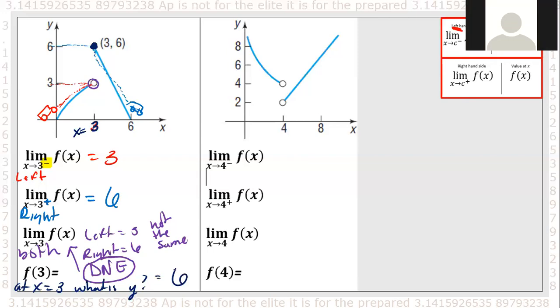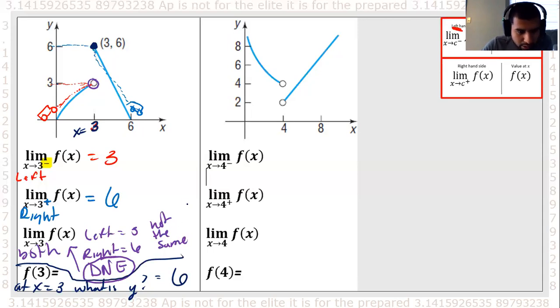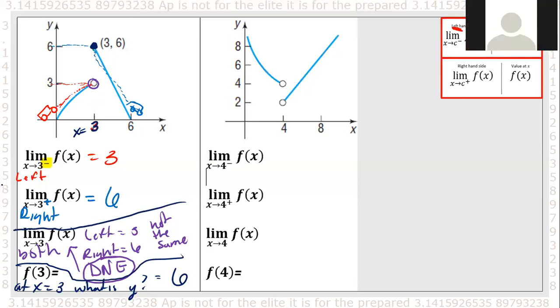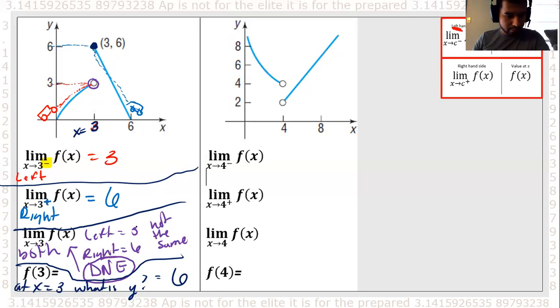For f of 3? For f of 3, yes. Sorry, it's getting a little messy. You didn't repeat. Okay. Any questions on that so far? If you have questions, guys, you can ask them on the chat box or unmute yourself. Either one is good.